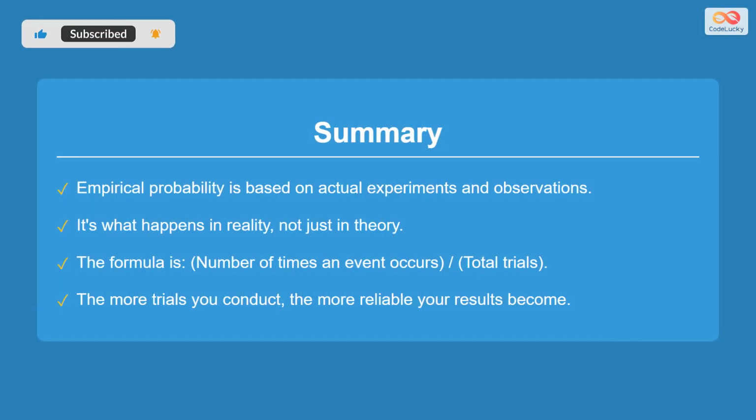So, to summarize, empirical probability is all about what happens in reality, not just in theory. It's calculated from the results of actual experiments and observations. The formula is simply the number of times an event occurs divided by the total number of trials. And remember, the more you test, the more reliable your probability becomes.